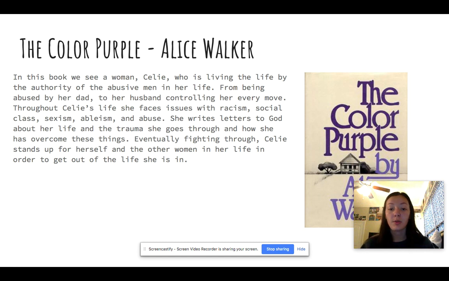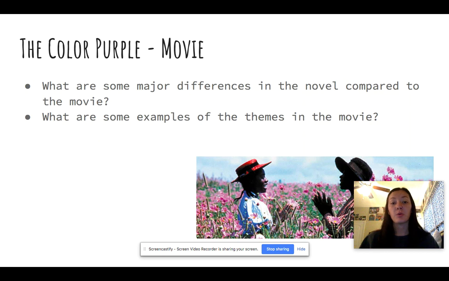So in this novel, they are going to be introduced to a lot of different themes, a lot of abuse, violence. They're going to see and read things that might make them uncomfortable, but getting through it and reading it will help them in the long run. So that is the novel. And then next we would move into the movie.